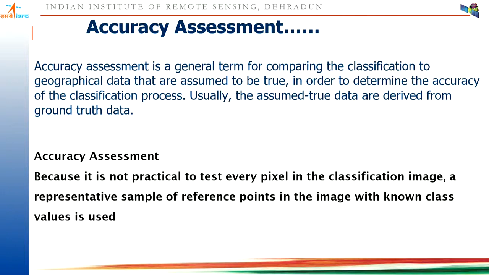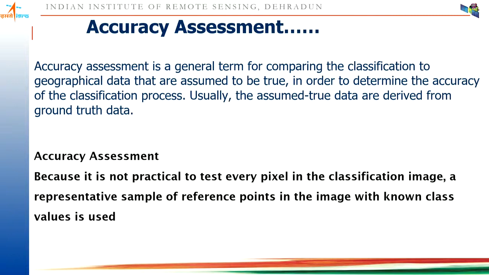Now, what is happening is we have classified the entire image, but we cannot check each and every pixel of this image with the ground information. So what we have to do is we have to do this checking at certain specific locations or certain specific sites. These sites are called sample points. It is not practical to test individually each and every pixel of the classified image. A representative sample of reference points in the image with known class values is used.